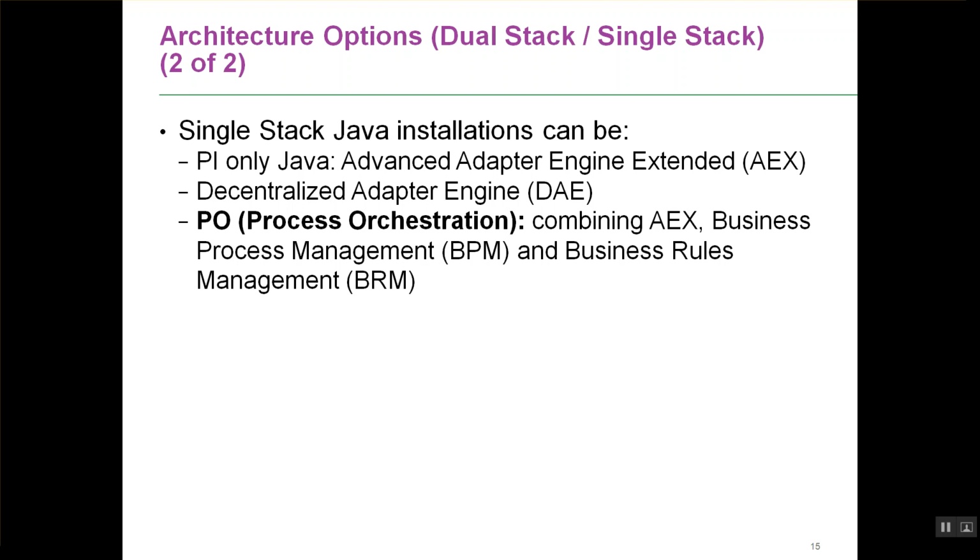So a process integration is not process orchestration. Process integration and process orchestration are separate products from SAP, but process orchestration has all the features of process integration, plus some additional features. You need to be aware that from a licensing perspective, process orchestration has separate licensing, and process integration has separate licensing. But from a features perspective, process orchestration includes all the features of a Java only PI and additional features of NetWeaver Business Rules Management and Business Process Management.